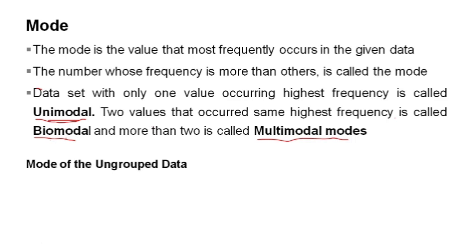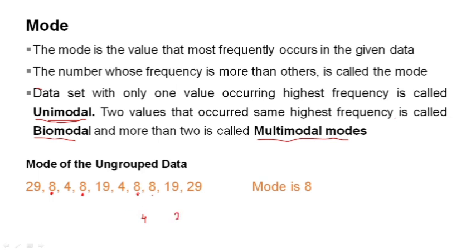So, mode of the ungrouped data. This is an example of calculation of the mode of the ungrouped data. The number of times that value occurs in the data set, that we have to first find out here. The value 8 we consider, 8 is occurring 4 times here. So 29 is only 2 times here.